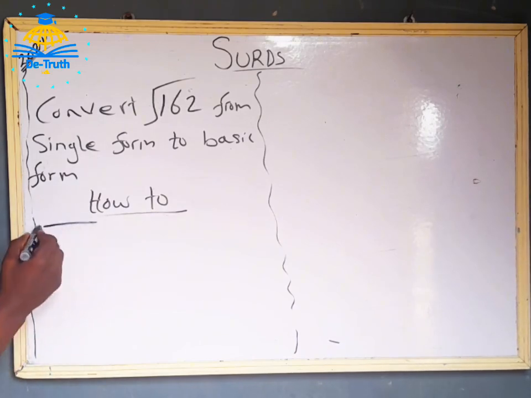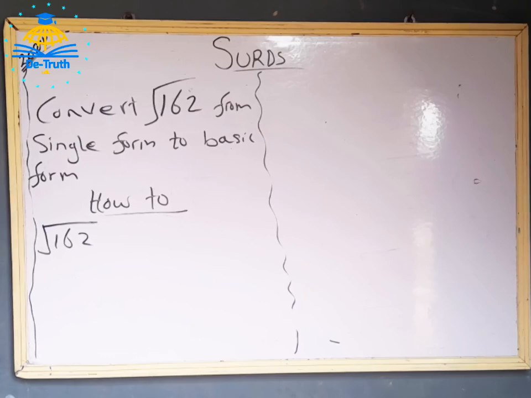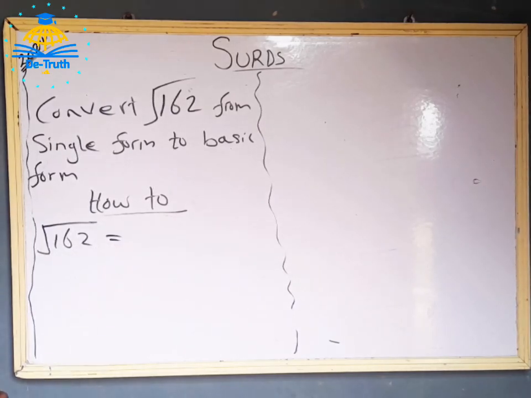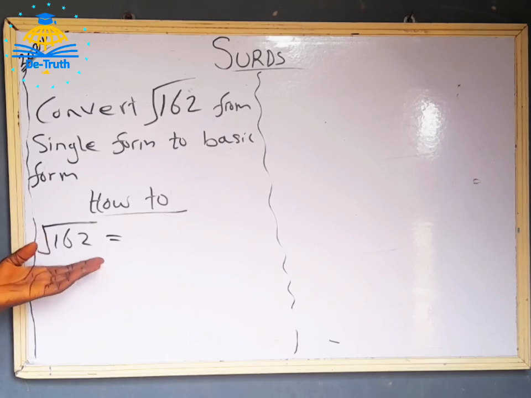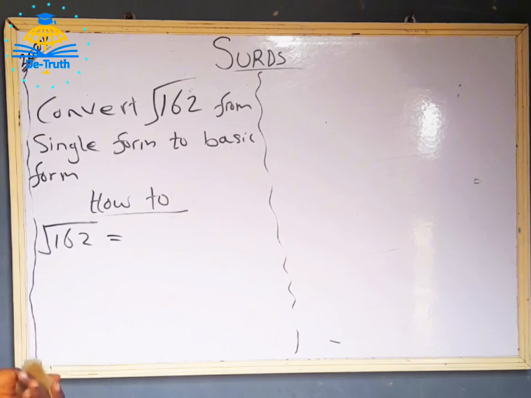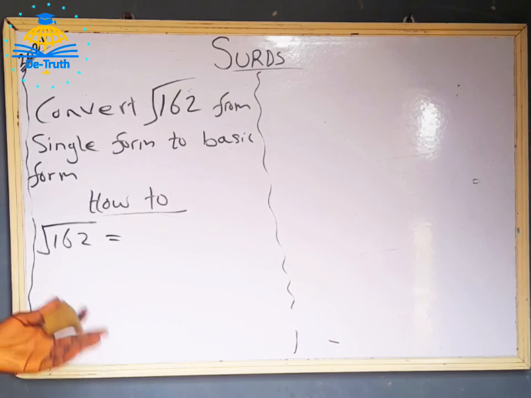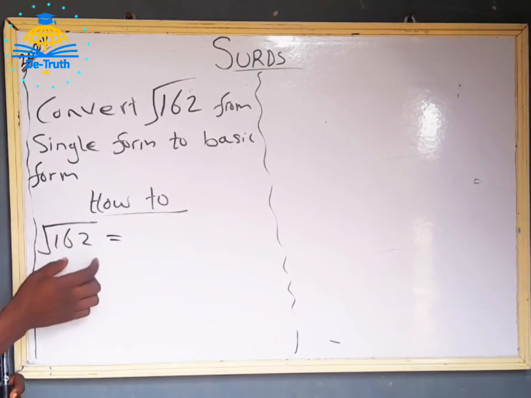So here now, we have root 162. We want to convert it to basic form. It's very easy. What you do is check what the factors of this 162 are, and one of those factors must be a perfect square. Perfect squares are numbers that have square roots without remainder. Like 1, the square root of 1 is 1. Like 4, the square root of 4 is 2. 9, the square root of 9 is 3, and so on.